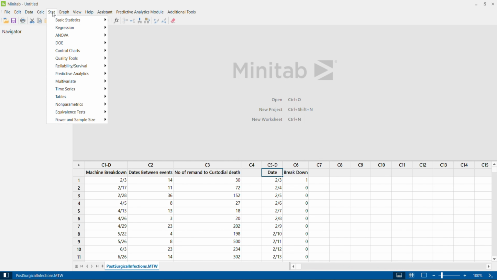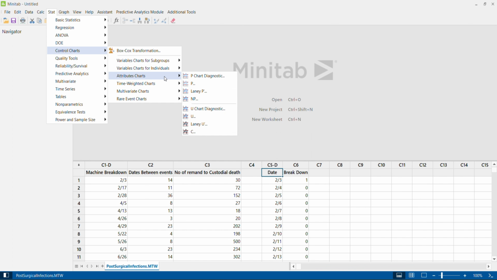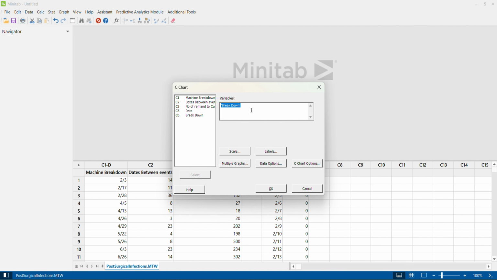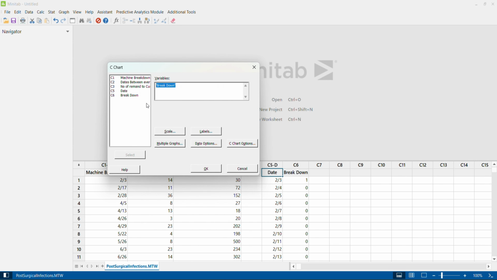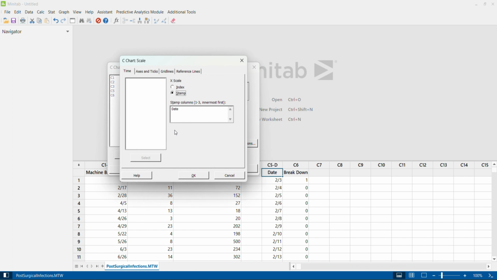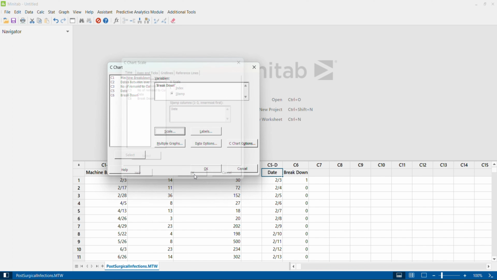So what I do, I click on stats, I go to control charts, and in control charts I select attribute chart, and in attribute chart I go for C chart, and in C chart I select this data which is breakdown. Whenever there is a breakdown, there will be a number. So I select breakdown. If there is no breakdown, it will be 0. If there are 2 breakdowns, 3 breakdowns, that number will also be captured. And I can go to scale and select date as my stamp, and I can say OK.